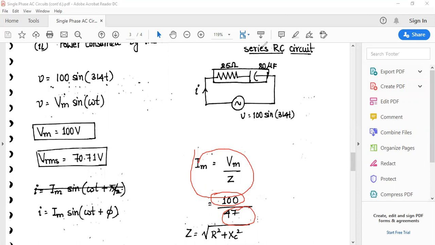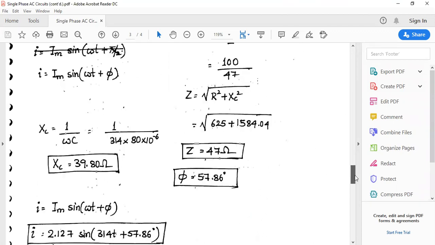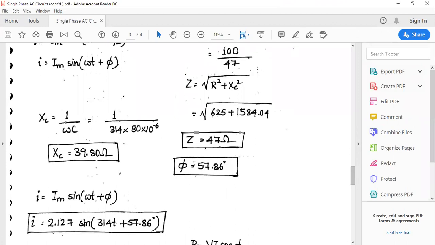So you can see there, Z can be found out by root of R squared plus XC squared. So root of 625, that is nothing but R, which is 25 squared, which is 625, and XC squared you can get this value. Z is found to be 47 ohm and XC can be calculated as 39.80 ohm.